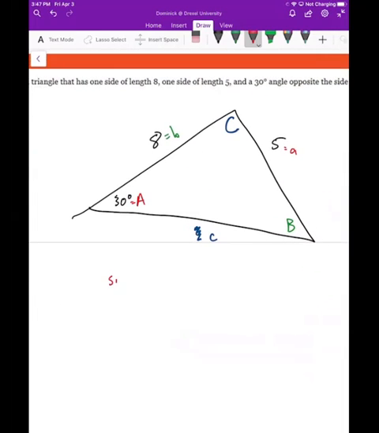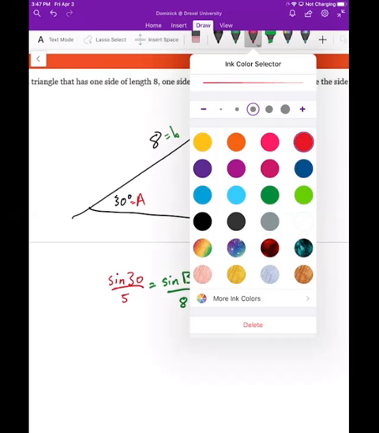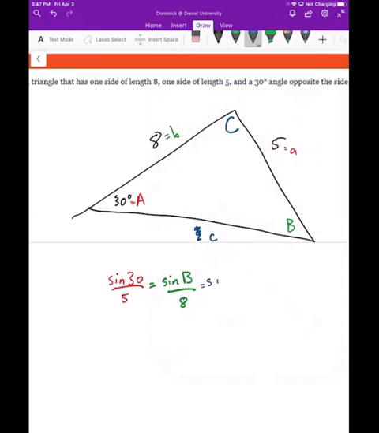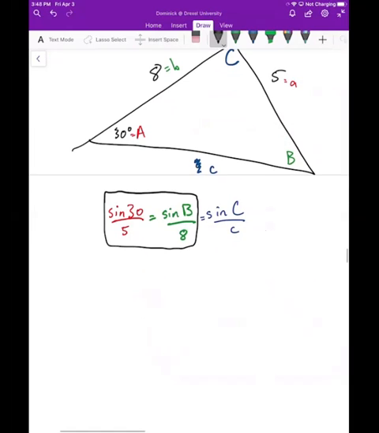So if we set up the law of sines again, we know that sine of 30 over 5 is equal to sine of B over 8, and this is equal to sine C over C. As we did before, we're going to start with the one where we know 3 out of 4. So if we cross multiply, we get that 8 times sine 30 is equal to 5 times sine B. Here we can use the fact that sine of 30 is 1/2, and so we're going to end up with 4 over 5 is equal to sine of B.